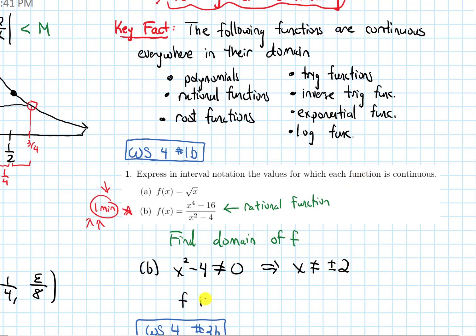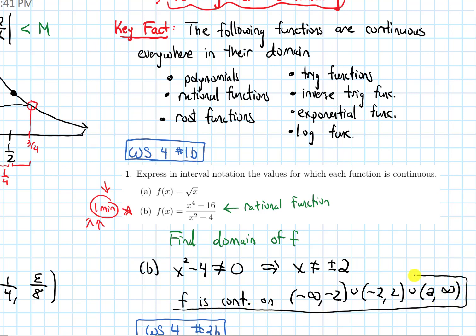So f is continuous on, I could probably even do this without a number line, negative infinity up to negative 2, not including negative 2, union, and then negative 2 up to 2, union 2 up to infinity. And that is all the numbers where our function is continuous. All of these places are in the domain of this function.